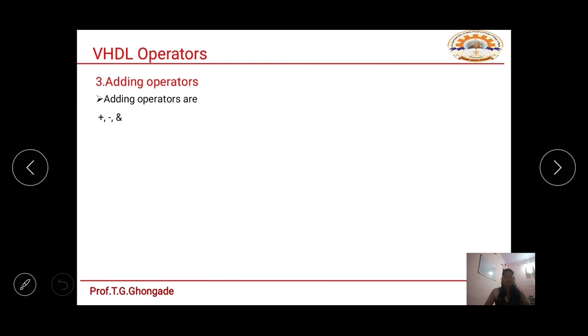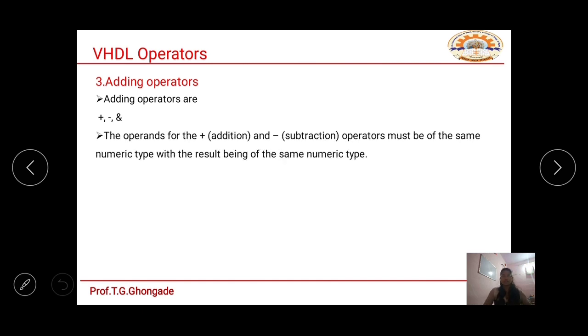Okay, so the operands for the addition and subtraction must be of the same numeric type with the result being of the same numeric type. Okay, and the next point is that addition and subtraction operators may also be used as unary operators, in which case the operand and the result type must be the same. Okay, your result and your operand must be the same type.